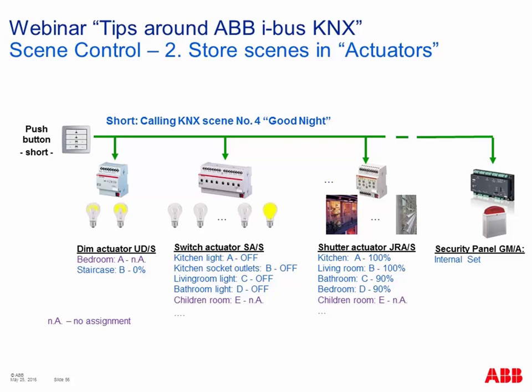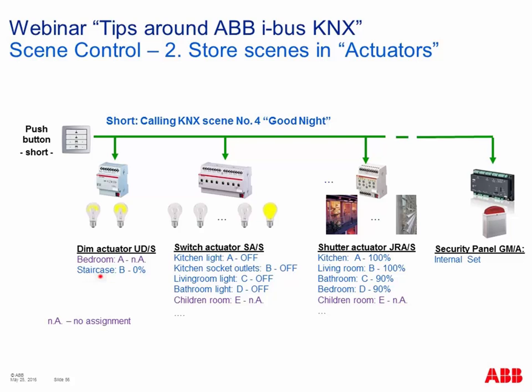Good, and here's an example at the end of our scenes, like we have it, for example, in a typical residential building or apartment. We have our dim actuators, switch actuators, shutter actuator, and of course the new KNX security panel. Now when we want to go to bed, we press one rocker and call the so-called good night scene. Scene number 4 is good night. Then, for example, our dim actuator, the output A, which is the light in the bedroom, is not assigned to this scene. So the light can be on or off or dimmed 50%. When we call the good night scene, nothing happens. It does not listen to the scene command.